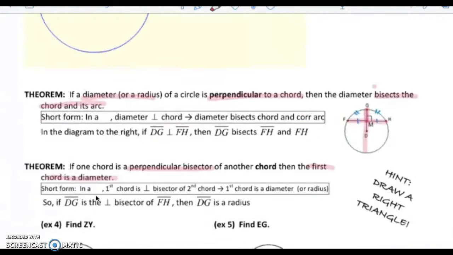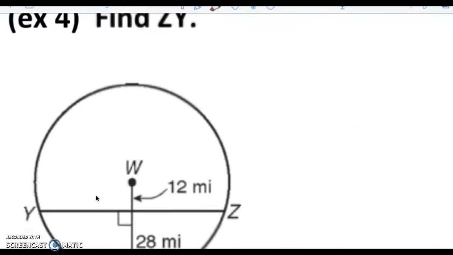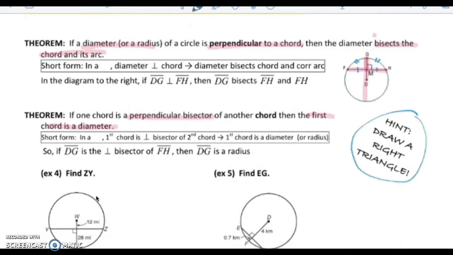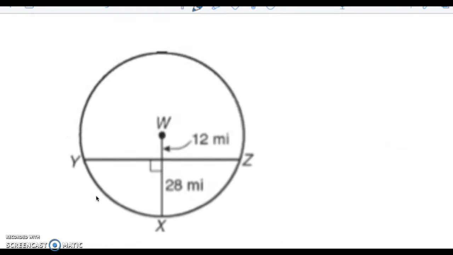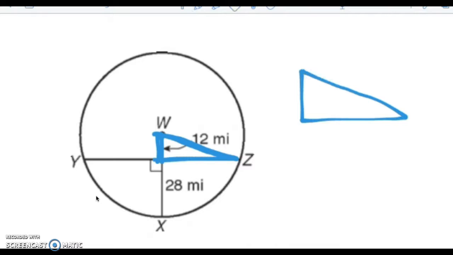So let's look at an example. We want to find ZY, which is this whole chord. We know that this is a radius, and so that means it's going to bisect this segment. It's also going to be perpendicular. So my best hint to you guys is to draw a right triangle here. So when I look at this, I'm going to draw a right triangle like this that goes from the center to the edge and then uses those two segments as my legs. So I'm just going to copy this over to here.